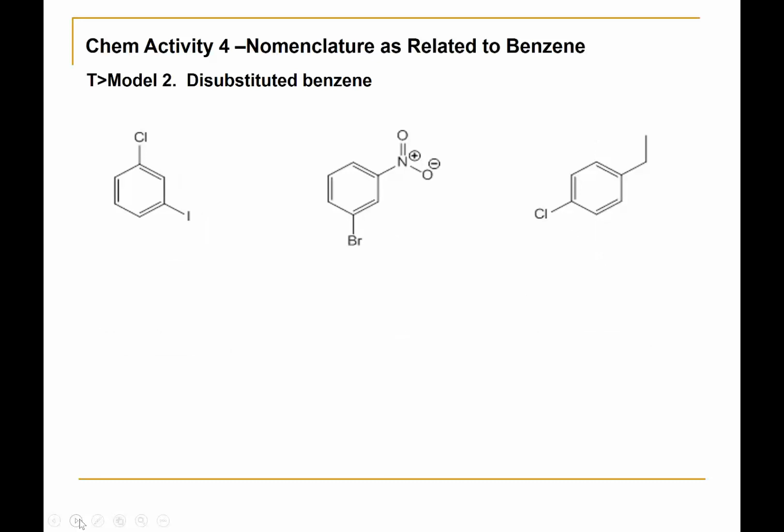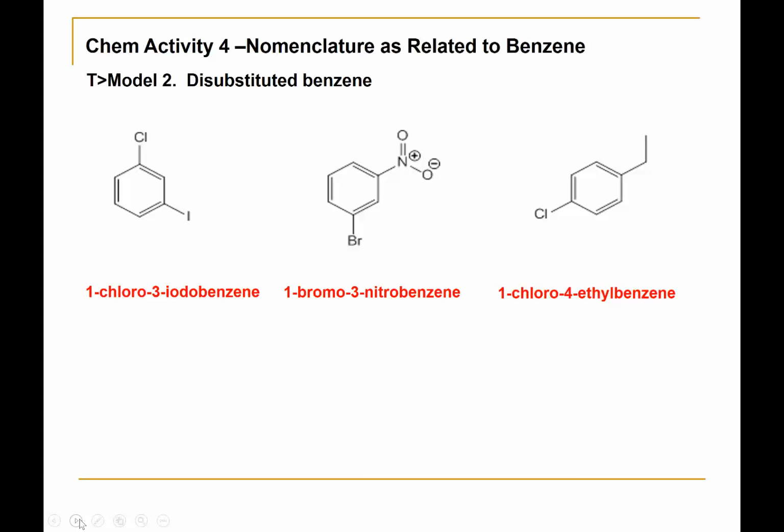Please consider the names for the following compounds. In the first example, we have 1-chloro-3-iodobenzene. In the second example, we have 1-bromo-3-nitrobenzene. And in the third example, we have 1-chloro-4-ethylbenzene.